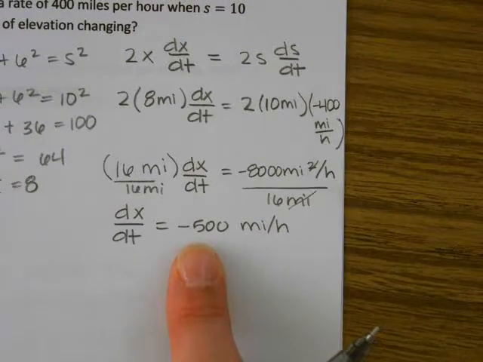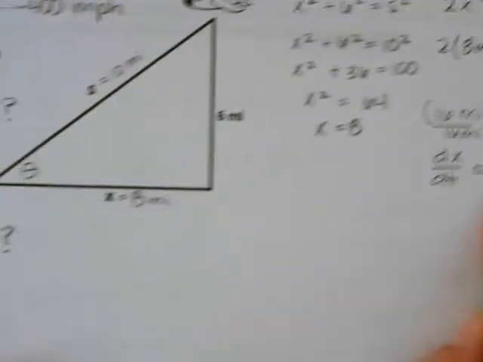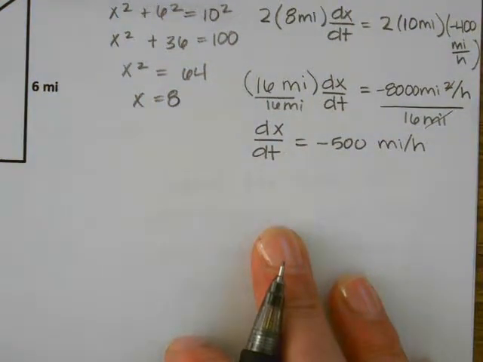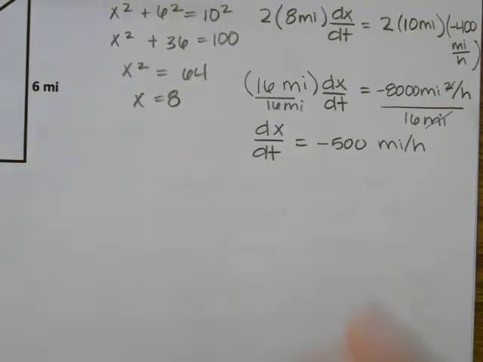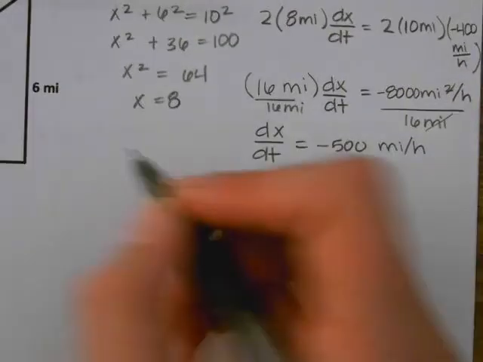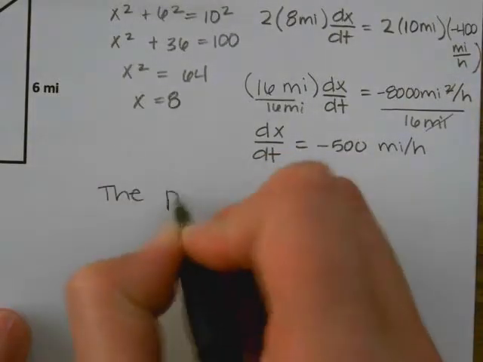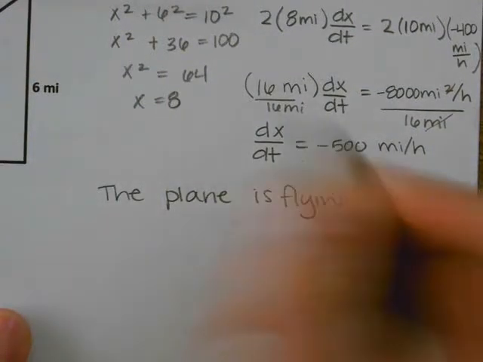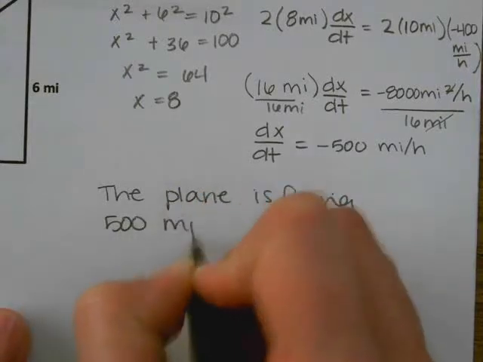Does it make sense for a plane to be flying negative 500 miles per hour? No. It's in relation to the picture, and the picture is saying the distance is decreasing, we're getting closer. So when we write our answer in a sentence, let's not write it's flying a negative speed. Like it's flying back in time, folks. That'd be weird. So we're just going to say the plane is flying 500 miles per hour. Woohoo!